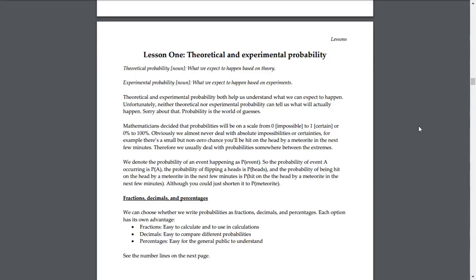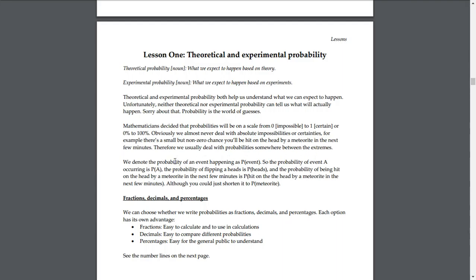Mathematicians decided that probabilities will be on a scale from 0, meaning impossible, to 1, meaning certain, or 0% to 100%, depending on how you want to write your probabilities. Obviously, we almost never deal with absolute impossibilities or certainties. For example, there's a small but non-zero chance you'll be hit on the head by a meteorite in the next few minutes. Small but non-zero. Therefore, we usually deal with probabilities somewhere between the extremes.